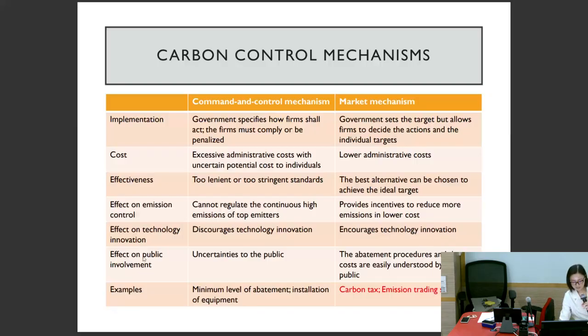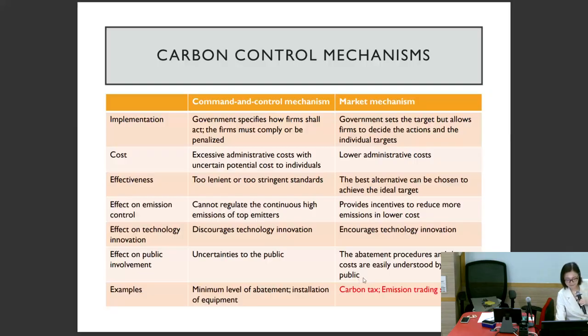Okay, effect on public involvement: uncertainties to the public. It could be quite uncertain to the public. If you are mandating the law, then the public will have a lot of concern about its operation, about the details. For the market-based approach, the procedures and the costs are easily understood by the public, like the carbon tax. Based on the energy consumption in your electricity bill, it's very easy to follow, very easy to understand.